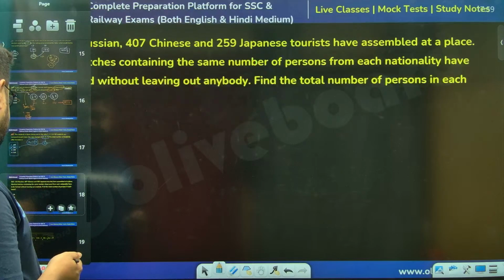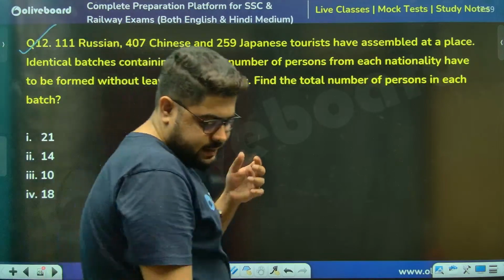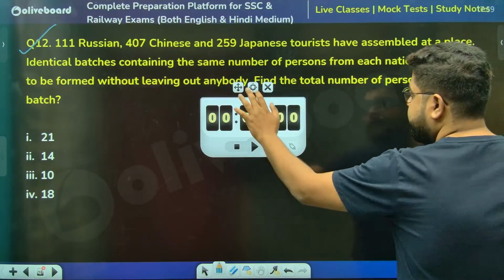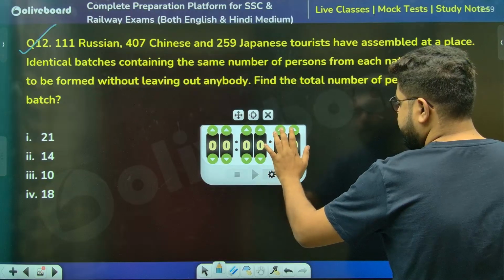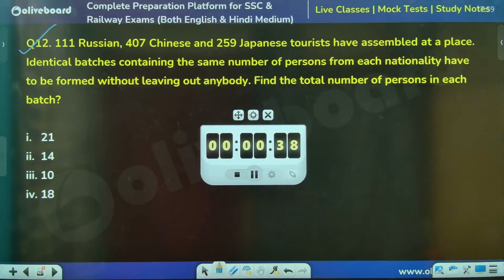Next one, sir. Sir, please solve. Acha. Please solve this, sir. Very simple. Very, very simple, I'm saying. 10 सेकंड का क्वेश्चन है सर.